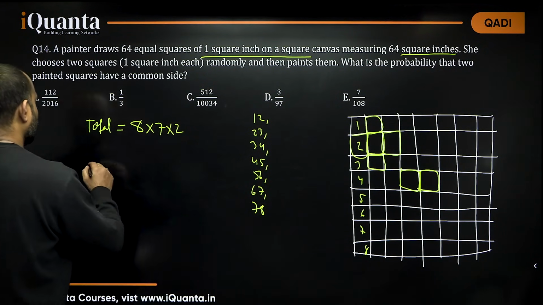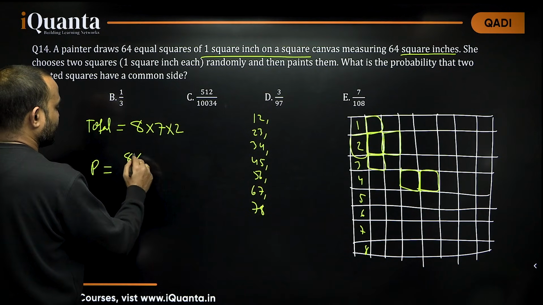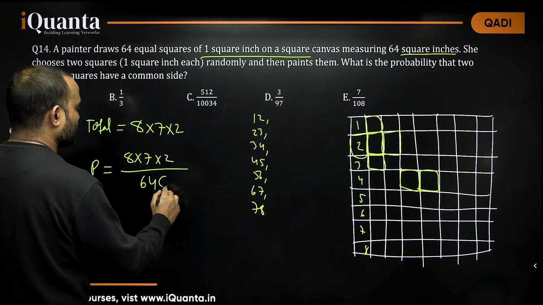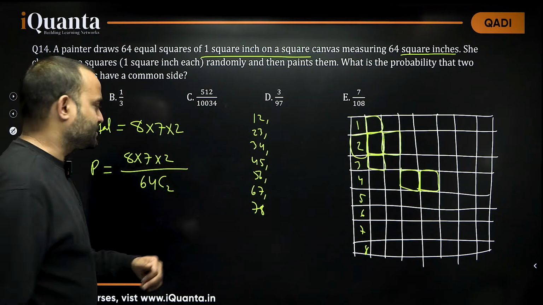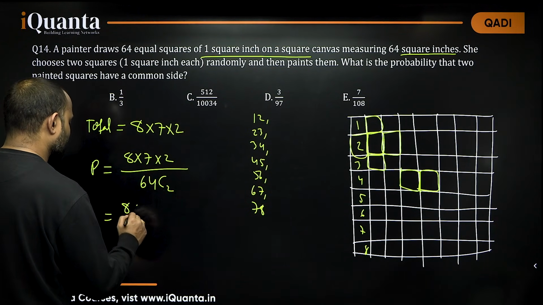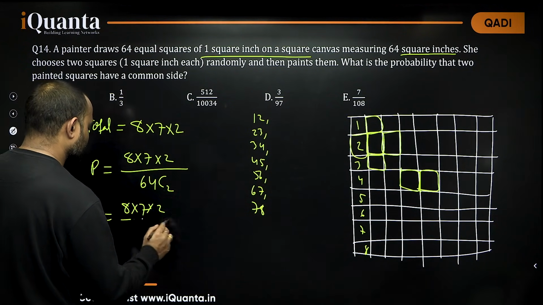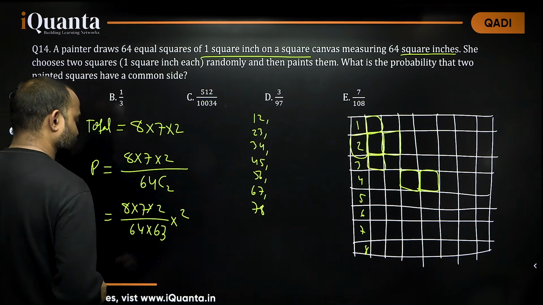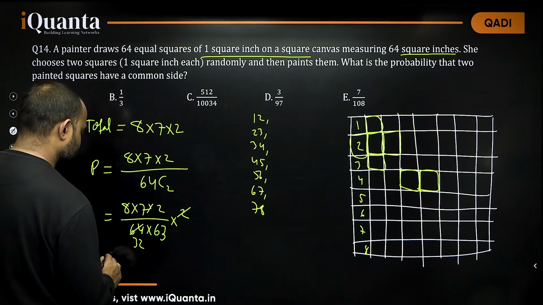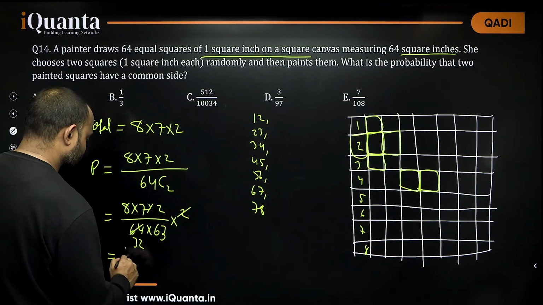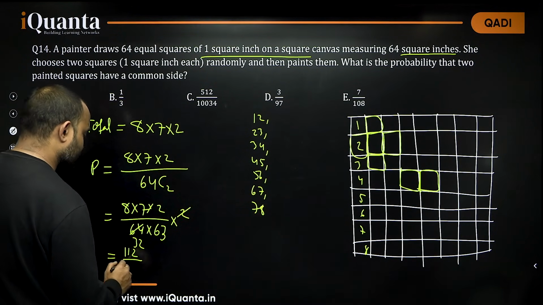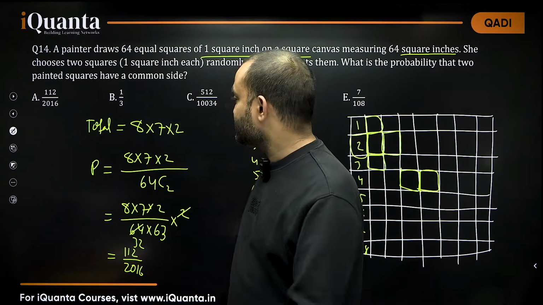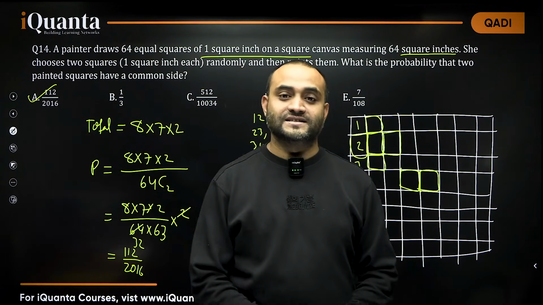And if we are looking for the probability, it is 8 into 7 into 2 divided by, out of 64, we can choose any two, so 64C2, that is 64 into 63 into 2. So this will be 32 times. Now 8 into 7 into 2 is 112, and 63 into 32 is 2016. And option A is the correct answer.